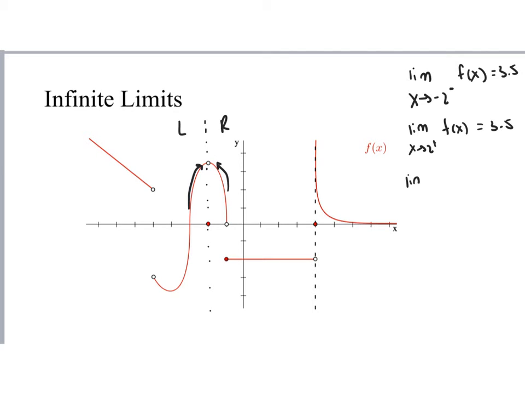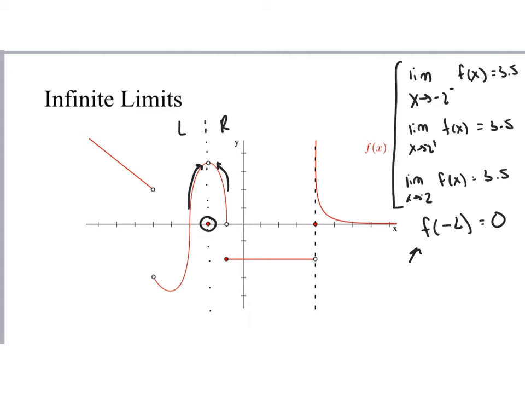Since those are the same number, the limit as x goes to -2 overall is 3.5. However, when we look at f of -2, we see that the dot is filled in here: when x equals -2, our y equals 0. So I want to point out that again, our limit can approach one thing and f of that same thing is not the same. It's really important to think about limits as what happens near the point, not what happens at the point.